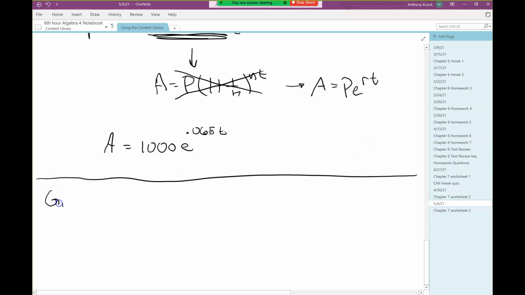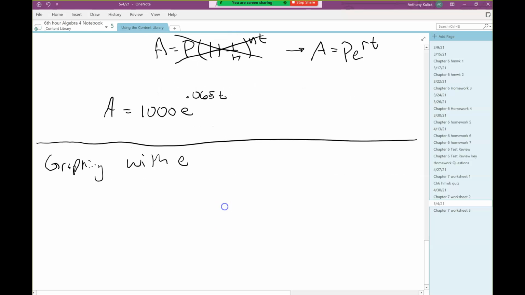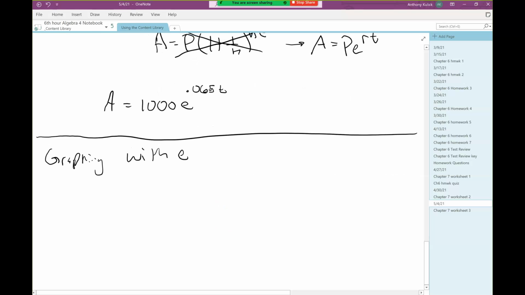The other thing that we can do with this is we can graph exponential functions using e.